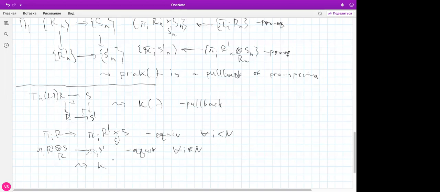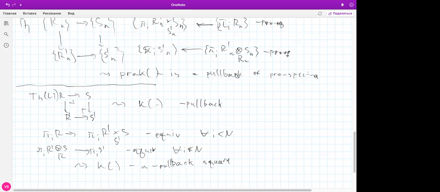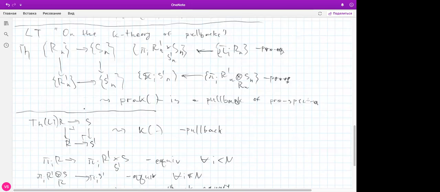Then K-theory sends it to an n pullback square, which means that the map from the corner that should be the pullback to the pullback is n-connective. Vova, so the condition that you considered above is like Milnor pro-excision in some sense? Yes, yes, this is Milnor pro-excision. Okay. So this is Milnor pro-excision and this is Milnor excision.